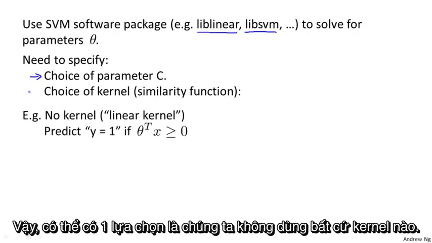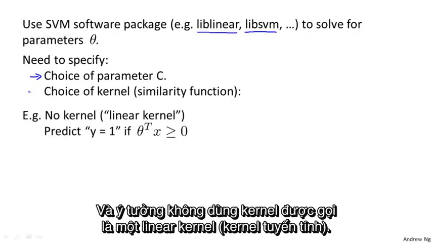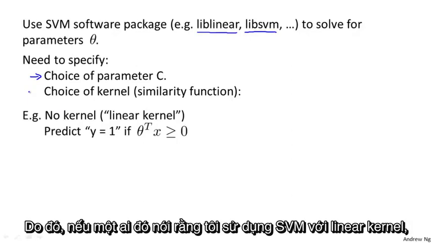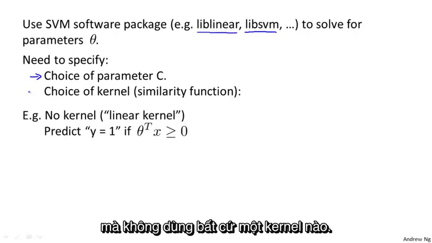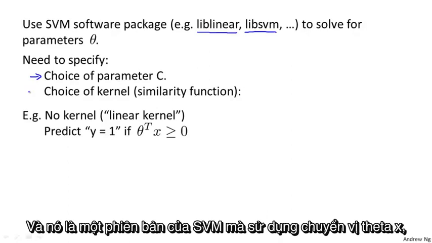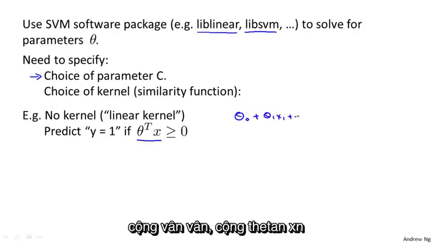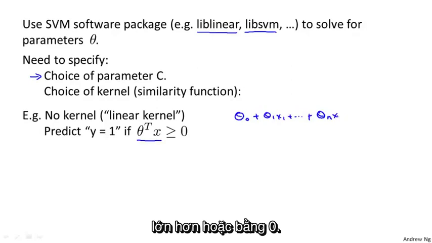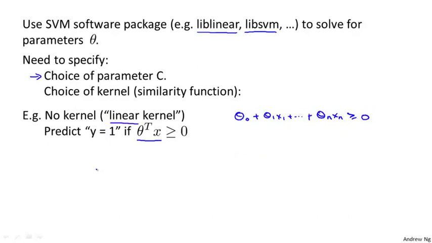So one choice might be if you decide not to use any kernel, and the idea of no kernel is also called a linear kernel. So if someone says, I use an SVM with a linear kernel, what that means is they use an SVM without using a kernel, a version of the SVM that just uses theta transpose x. That predicts 1 if theta 0 plus theta 1 x1 plus so on plus theta n xn is greater than or equal to 0. And this term linear kernel, you can think of as a version of the SVM that just gets you a standard linear classifier.